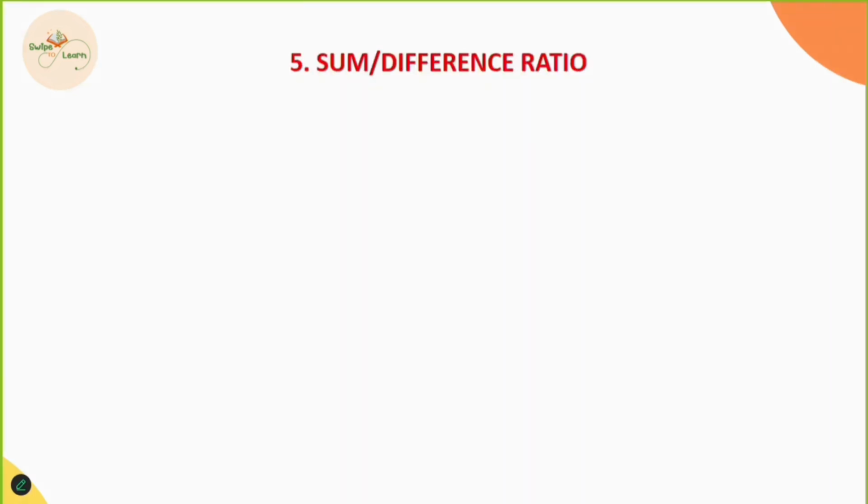The next model is sum or difference ratio. Here in this model, we may find either a sum is given in the question or a difference is given in the question. Based on the sum and the difference, we'll find out the solutions.